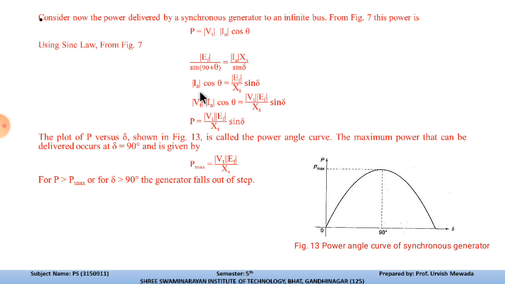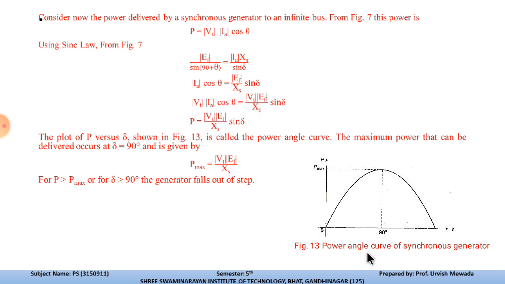From that we can write the equation of Ia cos theta, which is EF sine delta by Xs. Here Vt Ia cos theta is equal to Vt EF sine delta by Xs, as we have multiplied both sides with Vt. Vt Ia cos theta is the P. So P is equal to Vt EF sine delta by Xs. This is the power output equation with respect to the excitation of the synchronous machine.